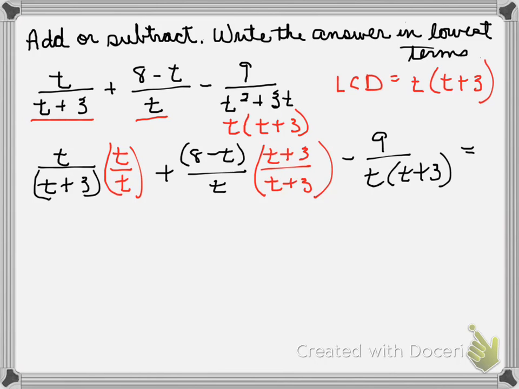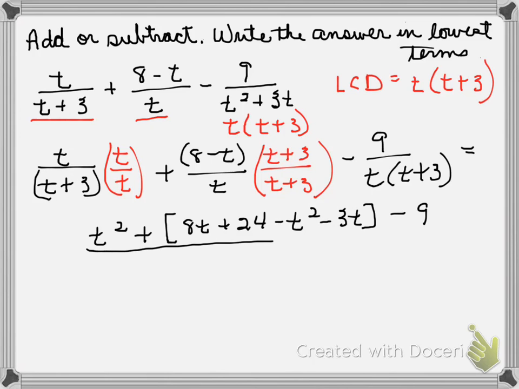Let's see how we can simplify the numerator. So in the first term we have t times t, that's t squared, plus, and we need to FOIL these two binomials, so I'm going to put a bracket, and I'll have 8t plus 24 minus t squared minus 3t minus 9 all over my common denominator t times t plus 3.